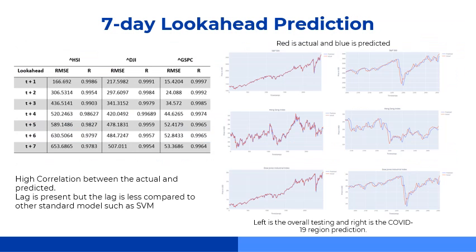The table summarizes the performance of the model from 1 to 7 days ahead. The graphs on the right show the prediction of the testing dataset of 7 days ahead. The focus is also on the COVID-19 stock market crash. The model is able to provide high correlation despite there being a small lag in the forecasted values. However, the lag is low compared to other models such as SVM.